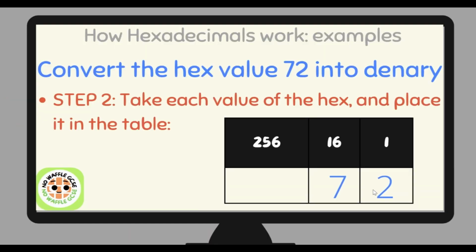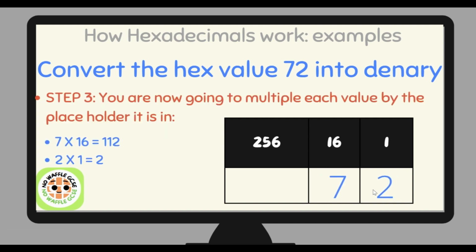So you want to take each value of the hex and place it in the table. So 72 would be 7, 2. If it was 702, for example, then the 7 would go in the 256 column, the 0 would go in the 16, and the 2 would go in the 1 column.